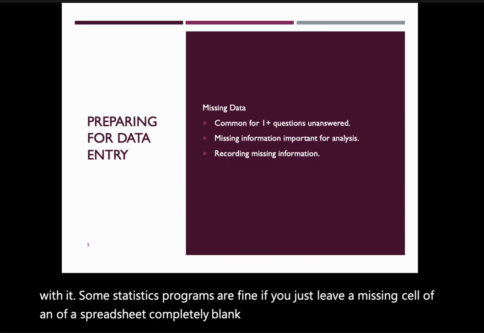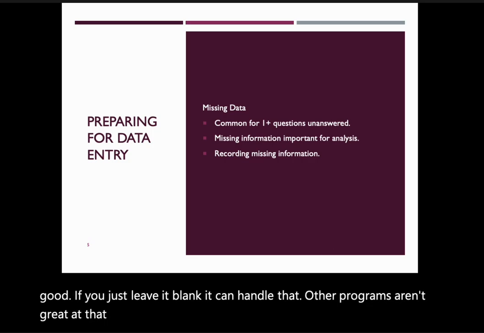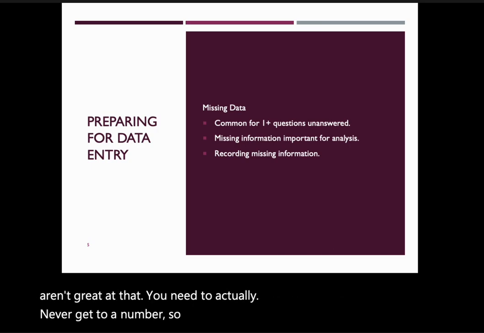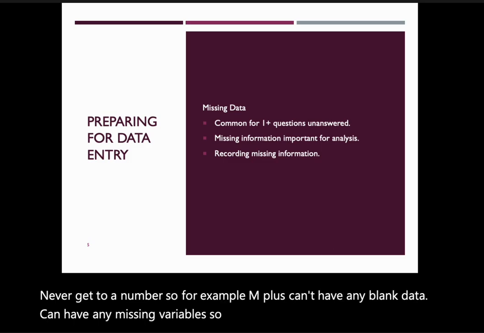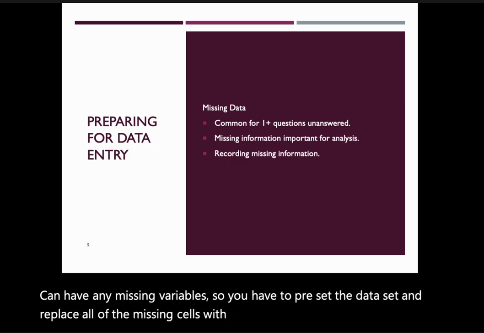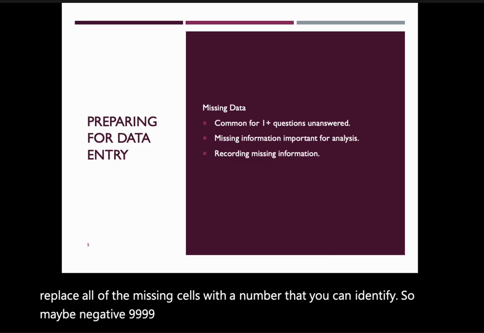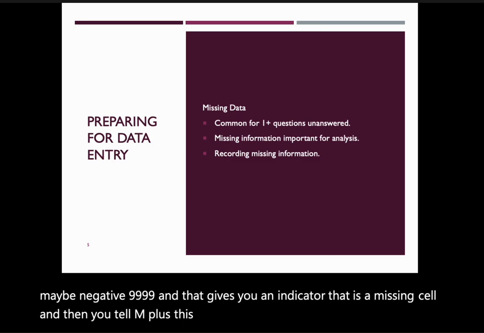So things like SPSS and R are really good. If you just leave it blank, it can handle that. Other programs aren't great at that. You need to actually convert it to a number. So, for example, Mplus can't have any blank data, can't have any missing variables. So you have to preset the data set and replace all of the missing cells with a number that you can identify. So maybe negative 9999. And that gives you an indicator that that is a missing cell. And then you tell Mplus this value equals missing, and then it can handle that information.